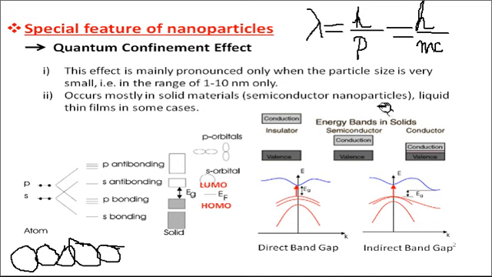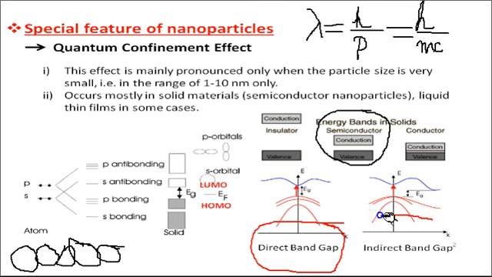So in this chapter, what we have been discussing is mainly related to this semiconductor portion, and the band gap we can have for semiconductors is also of two types. One is the direct band gap, and the other one is the indirect band gap.